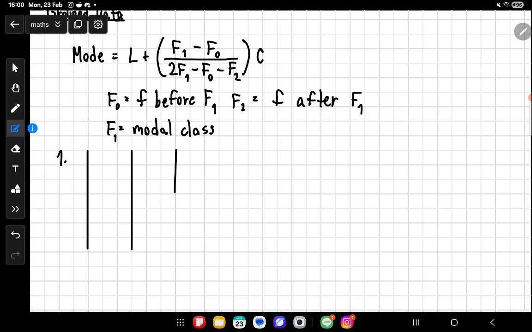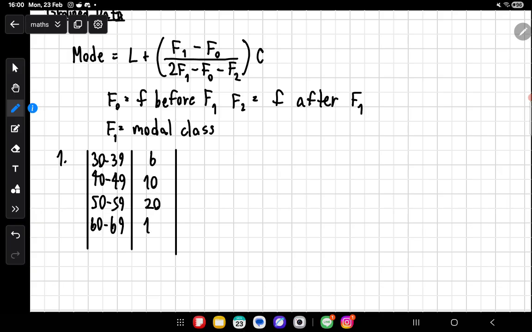And I'm gonna write it down like this. 30 to 39, 40 to 49, 50 to 59, and 60 to 69. Then the frequencies, 6, 10, 20, and 14. Let's calculate. First, the class width. C equals 10. And note, 20 is the highest frequency, so it is in the modal class.